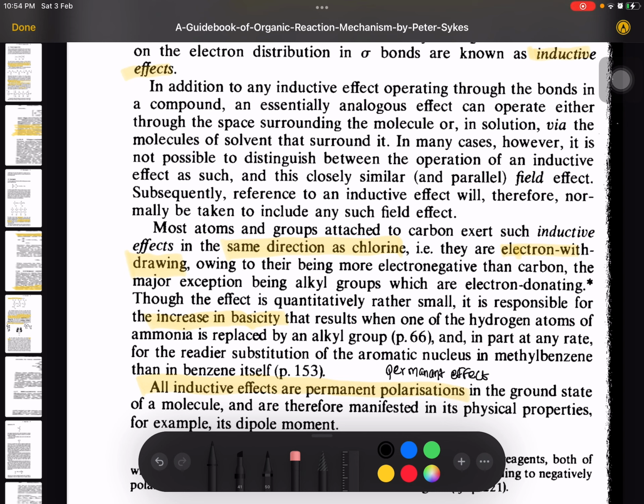In addition to any inductive effect operating through the bonds in a compound, an essentially analogous effect can operate either through the space surrounding the molecule or, in solution, via the molecules of solvent that surround it. In many cases, however, it is not possible to distinguish between the operation of an inductive effect as such and this closely similar and parallel field effect. Subsequently, reference to an inductive effect will therefore normally be taken to include any such field effect.